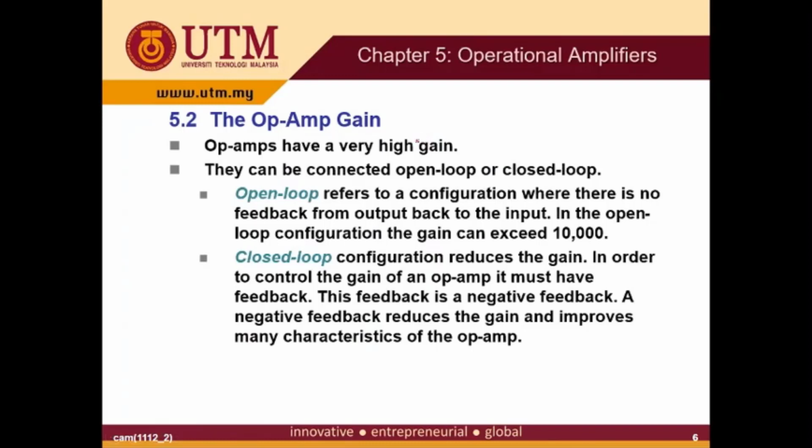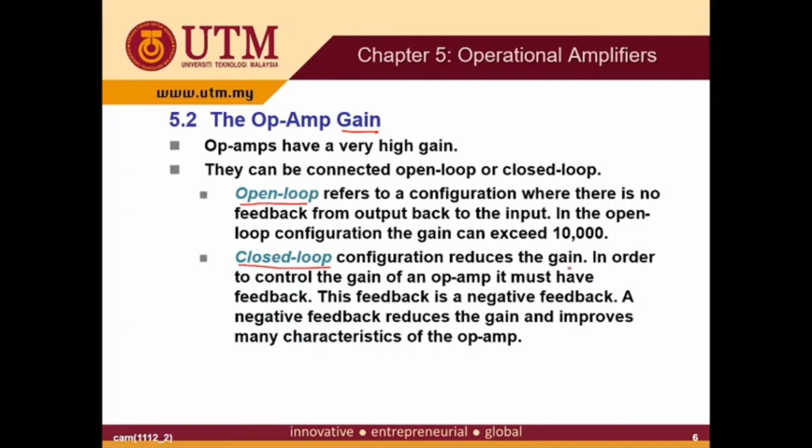Next, we continue with the characteristics of the op-amp. As the op-amp is an amplifier, one of the main properties is the gain. As mentioned in the first video, the op-amp has a very high gain. It is designed to have a very high gain. The gain of the op-amp we can classify as two types. One is the open loop, and the second one is the closed loop.